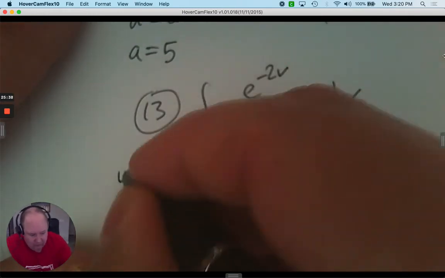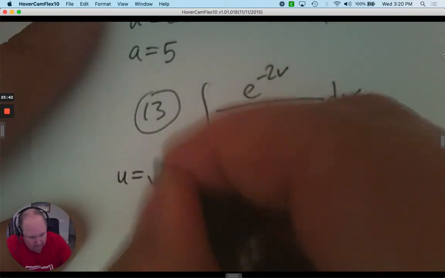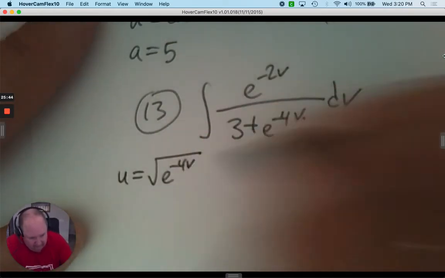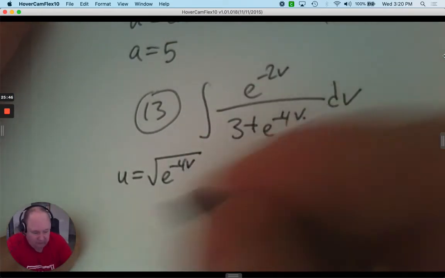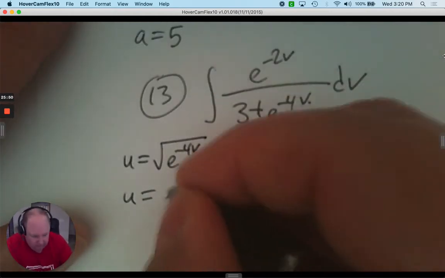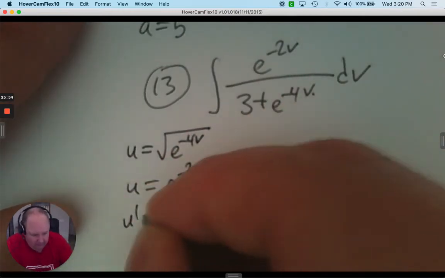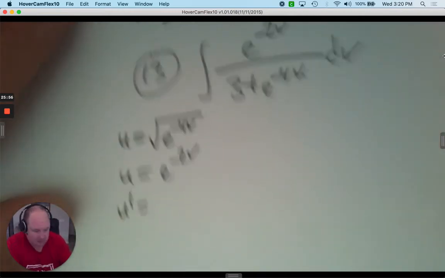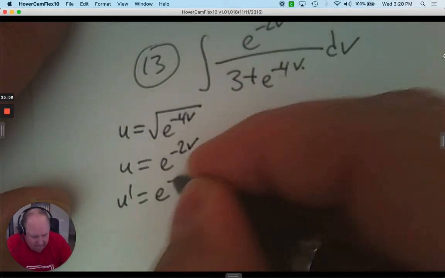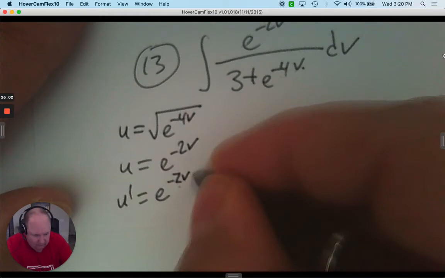So if it's arctangent, then u would be the square root of e to the negative 4v, which just means you take the exponent and divide it by 2. So that's e to the negative 2v. U prime is the derivative. So that's e to the negative 2v times the derivative of negative 2v, which is negative 2.